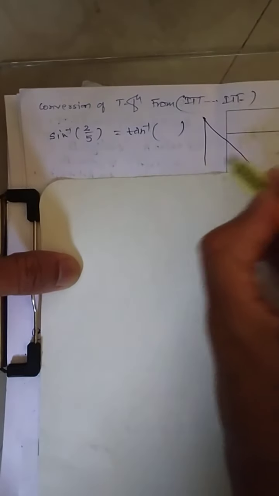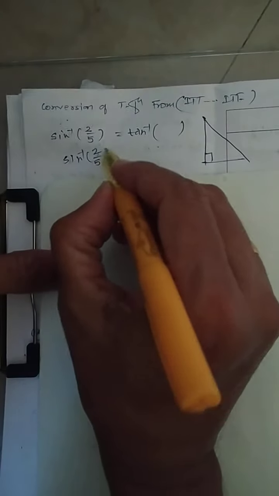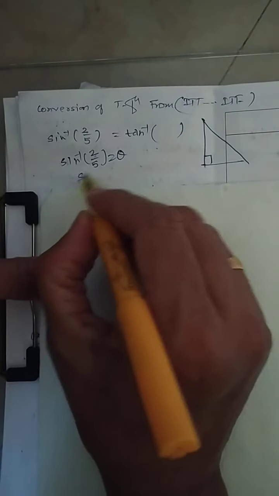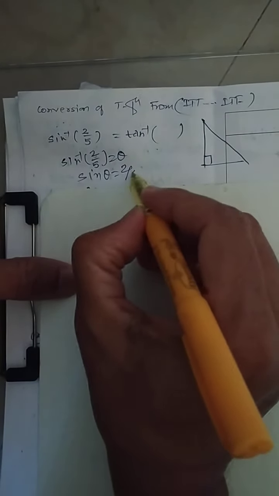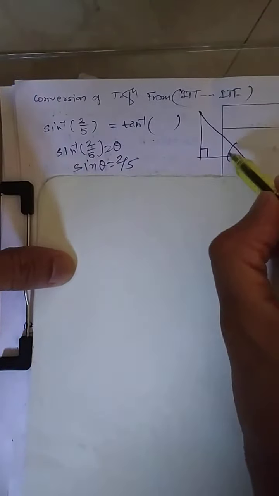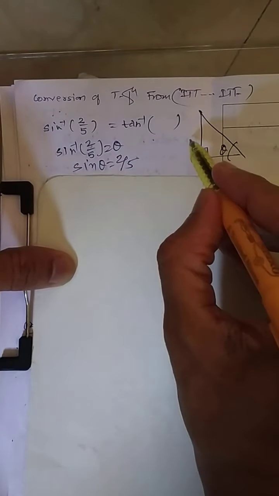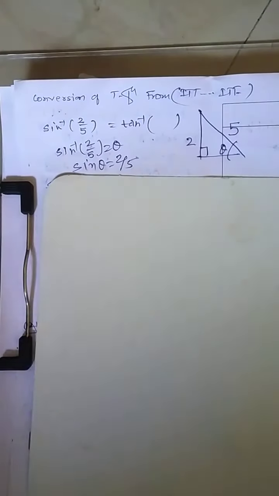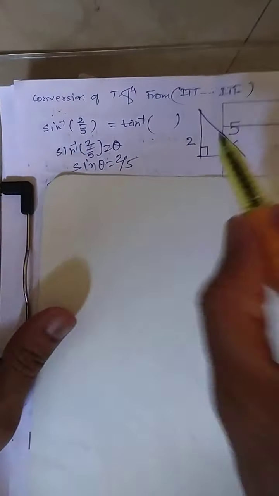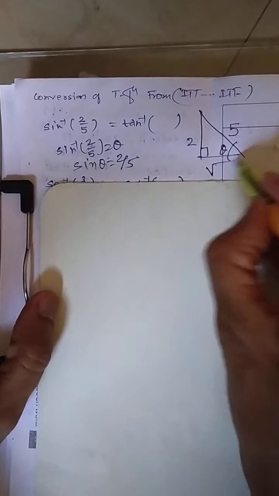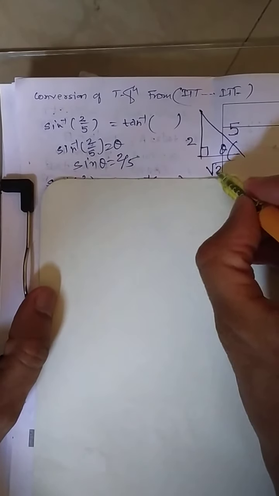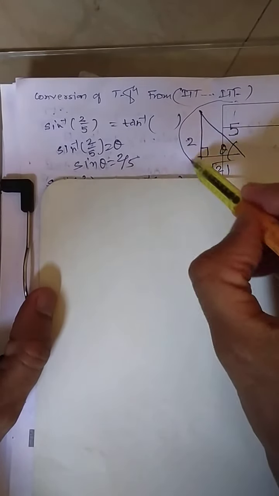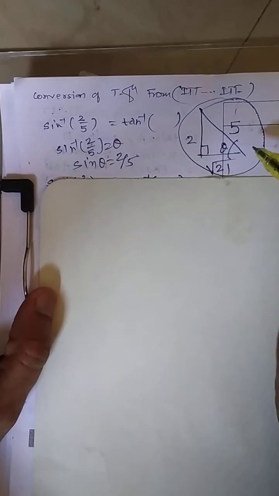Always make a right triangle arrangement. I'm calling sine inverse of 2 by 5 theta. So sine theta is nothing but 2 by 5. I'm putting theta over here, so this becomes 2 and this becomes 5. Now apply the Pythagoras theorem. Can we get this value? It is 25 minus 4, like this. From this expression, get the value of tan theta.